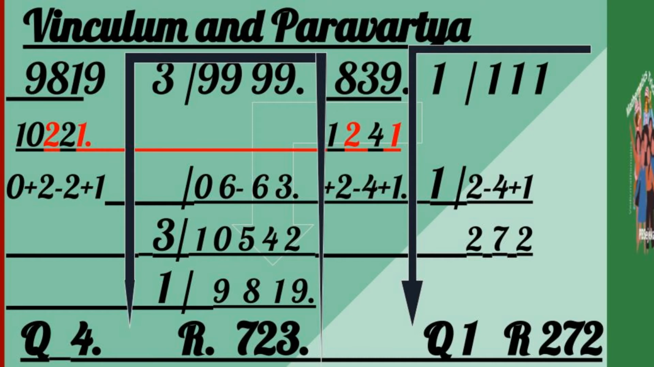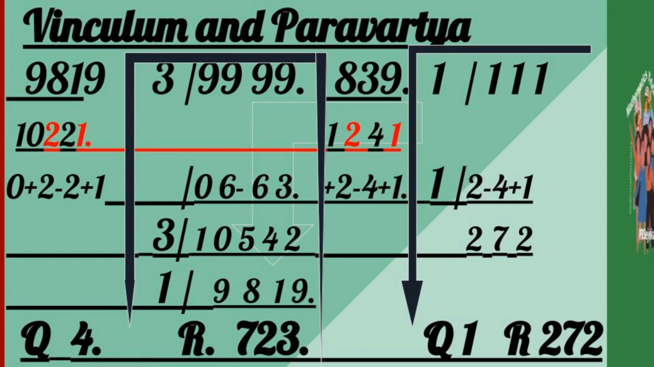The second example, 1111 to be divided by 839. Vinculam of 839: 8 is 10 minus 2, 39 is 40 minus 1, which gives us 1 minus 2 plus 4 minus 1. So Paravartya becomes plus 2 minus 4 plus 1.